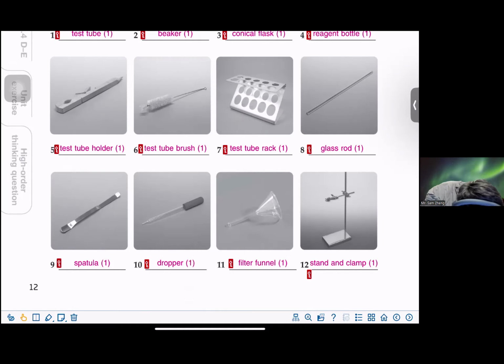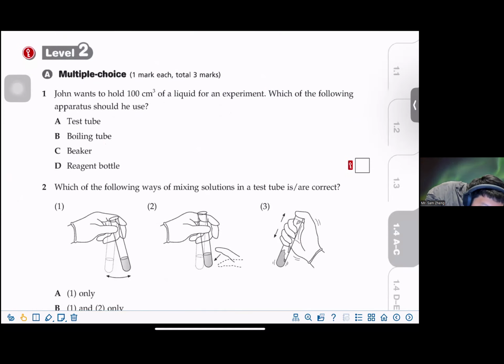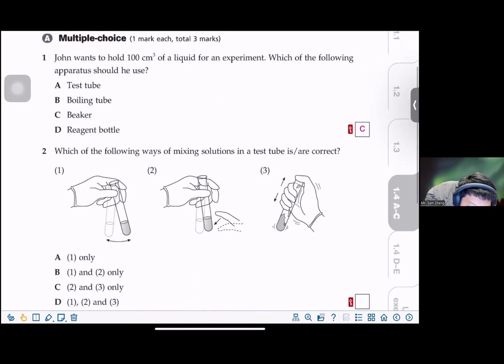Now when we move on to the 100 cm cube of liquid for an experiment, in this case we will use a larger size of apparatus. Normally when we think about the larger size of apparatus, we will use the beaker or the reagent bottle. But the reagent bottle is mainly used for storage. If we use it for holding the liquid for an experiment, then we will use the beaker. So therefore the answer will be C.